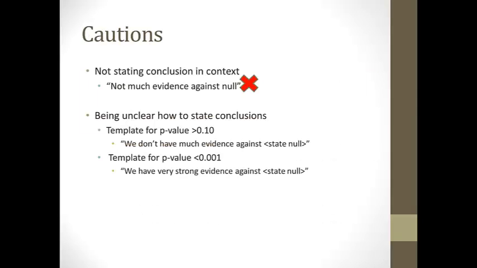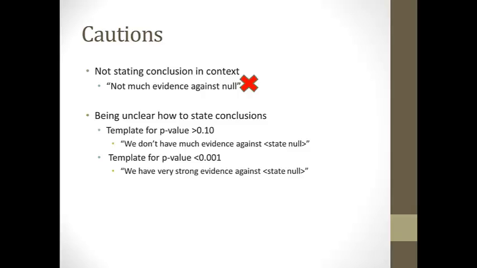A couple of words of caution. Some students, when they state their conclusion, do not state the conclusion in context. They might just say, there's not much evidence against the null. And while that's a correct statement, we want students to go further and make sure that you can translate not much evidence against the null into a statement about your friend's probability of choosing scissors. So if you say there's not much evidence against the null, keep going. What does that mean? That means there's not much evidence that your friend is choosing scissors less than 33% of the time.